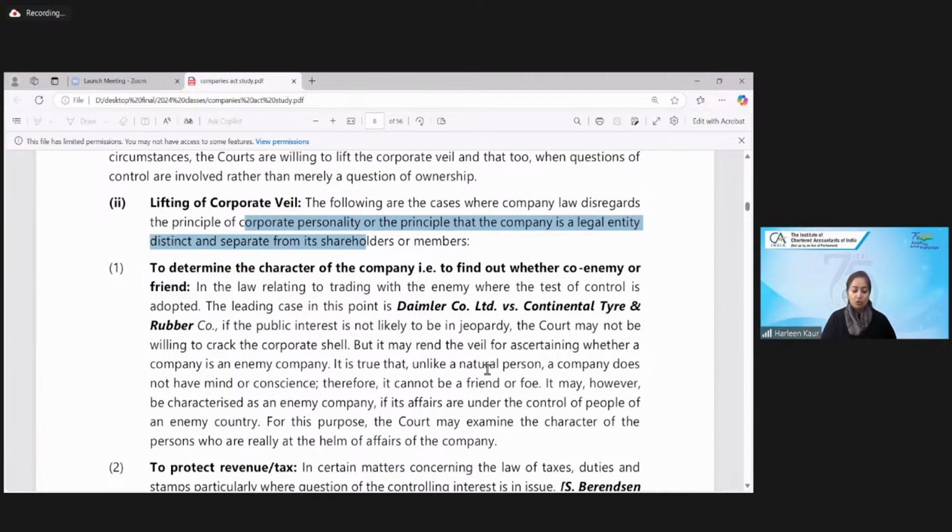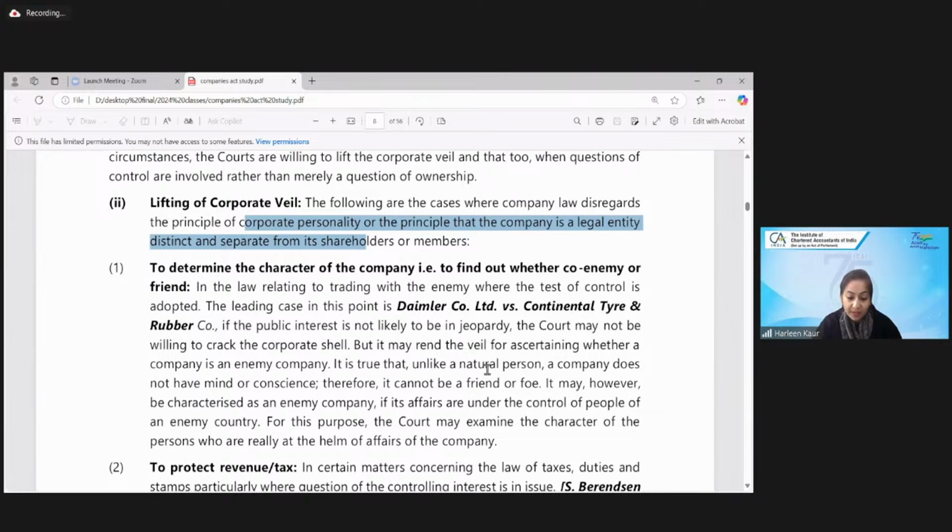Why? Can anyone tell me why we should not have contractual relationships, why we can't trade with the country with which we are having enemy relationships? What is the reason behind that? What is the main reason behind companies not being allowed to trade if they are having enemy kind of relationships? Mr. Gauri, I've seen your hand raised. I'm going to give you a chance to speak.